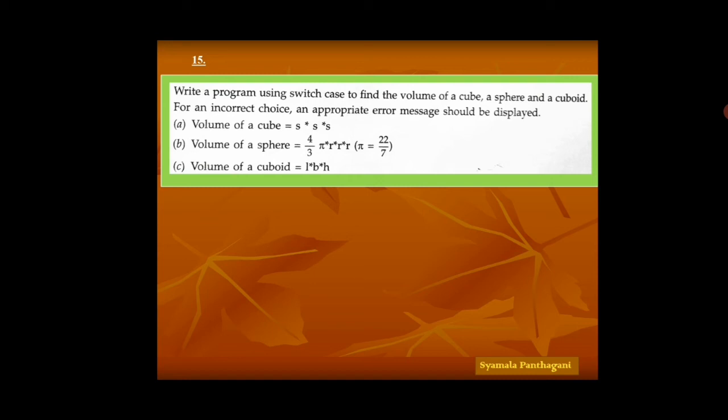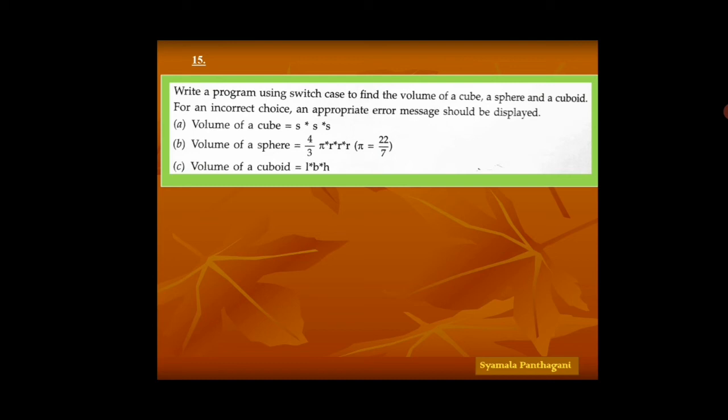Now in the second case we are going to calculate the volume of a sphere using this formula. In this formula, 4 by 3 is a constant and pi is also a constant, but we are taking r as input in the second case. And in the third case, we are going to calculate the volume of cuboid. Here we have the formula l into b into h. Here we are taking l, b, h as the input and we are calculating the volume of cuboid using this formula.